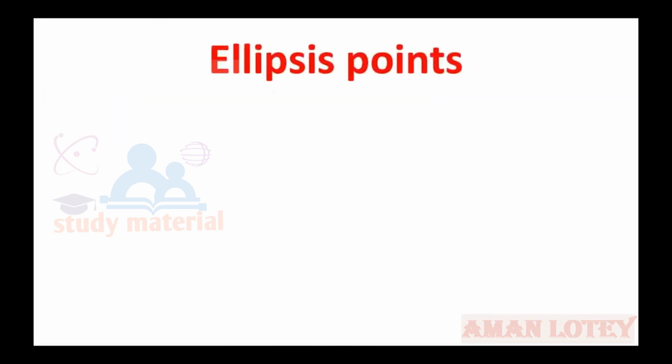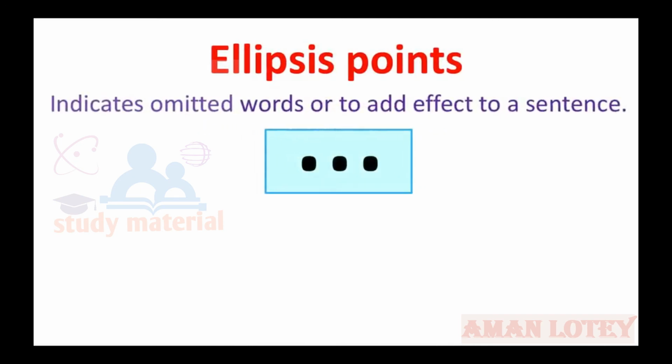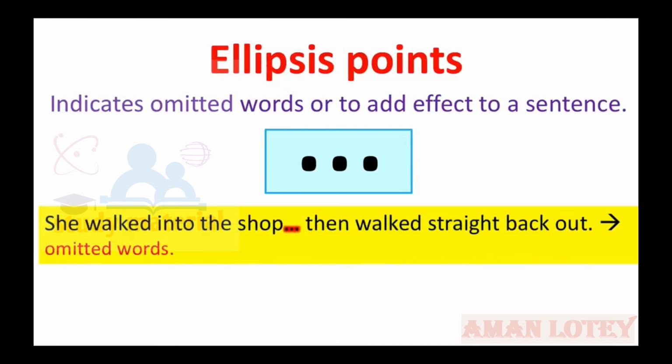Ellipsis points. Ellipsis points indicate omitted words or are used to add effect to a sentence. For example, she walked into the shop... then walked straight back out. This is an example of where words have been omitted. Omitted means when words have been taken out of the sentence.